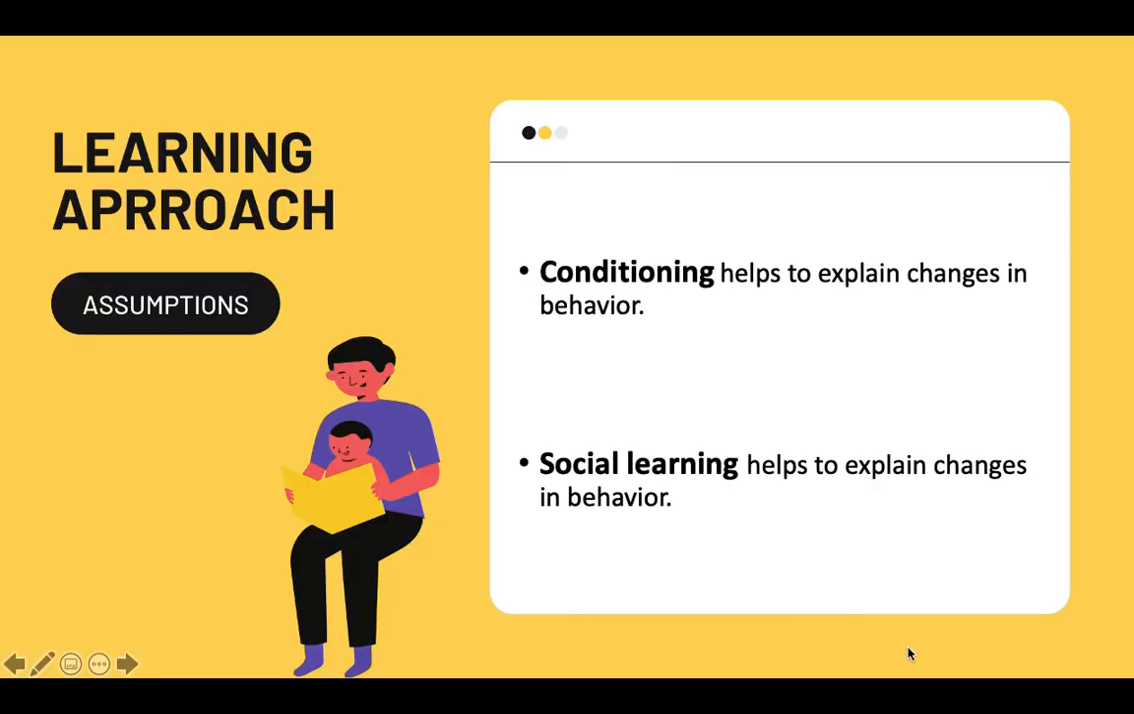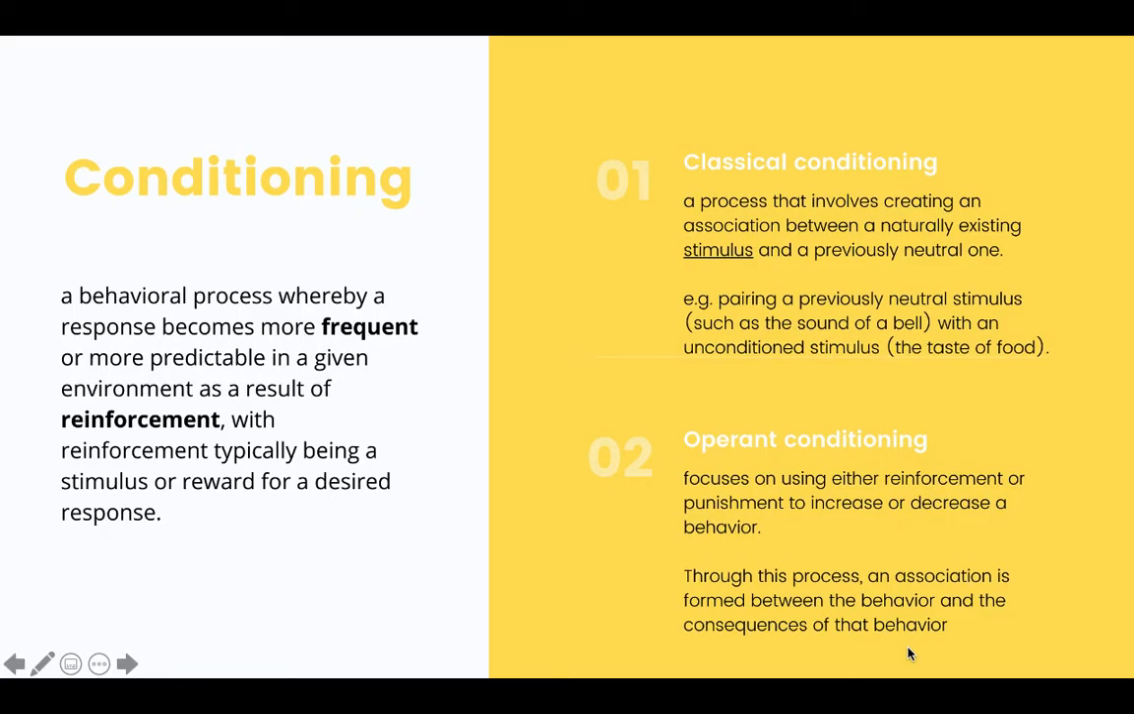Okay, moving on. So these are the assumptions of the learning approach. Conditioning helps to explain changes in behavior, as well as social learning. Now, conditioning. I'm sure I have explained to you about conditioning. Conditioning is a behavioral process whereby a response becomes more frequent or more predictable in a given environment as a result of reinforcement, with reinforcement typically being a stimulus or reward for a desired response.